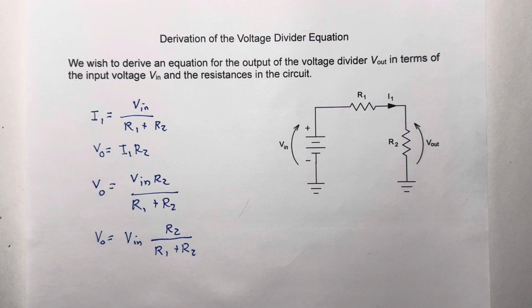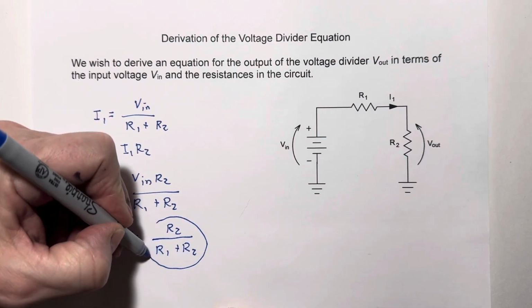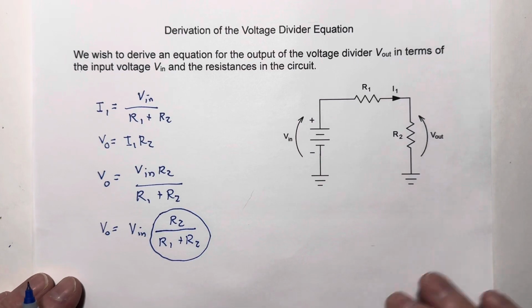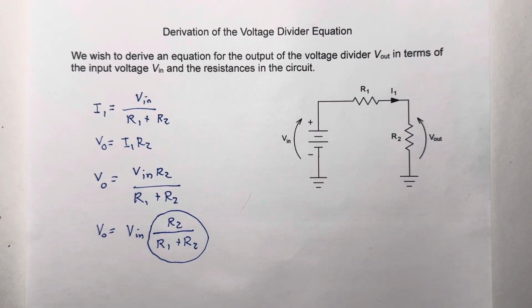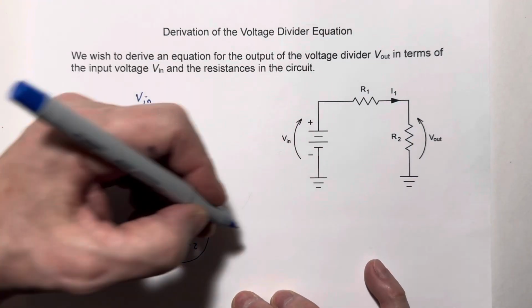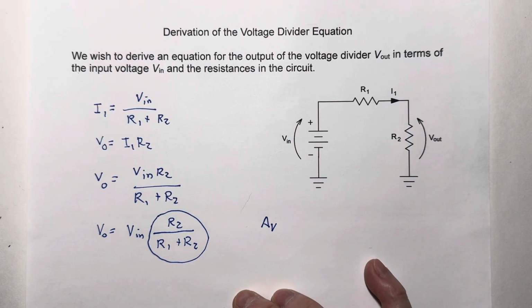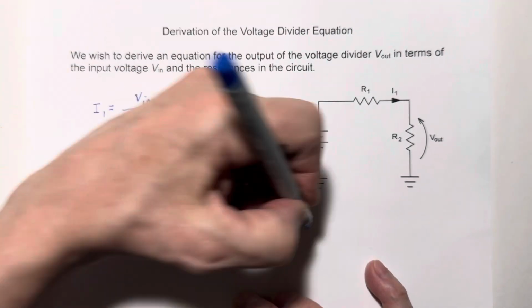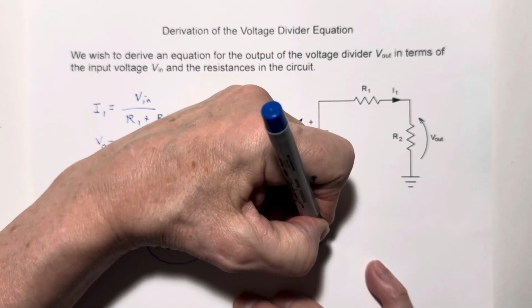And the reason we do that is to separate out the fraction from V in. The point of that is that the fraction represents the gain of the voltage divider. Now, gain, by definition, and we'll represent gain in terms of voltage by A sub V, voltage gain, again, by definition, is V out over V in.